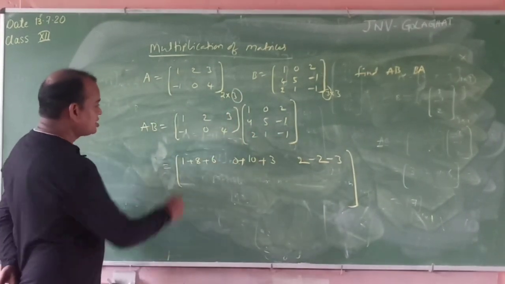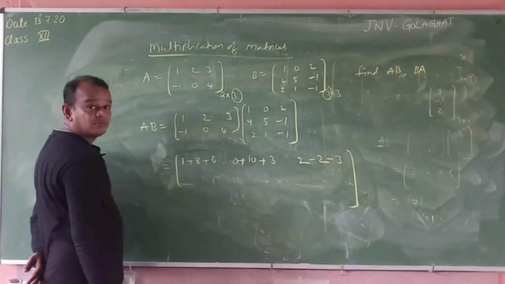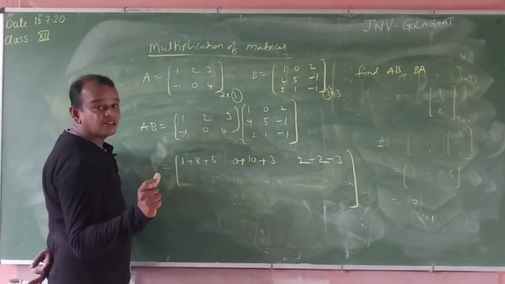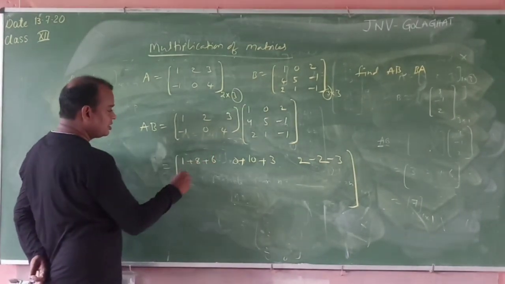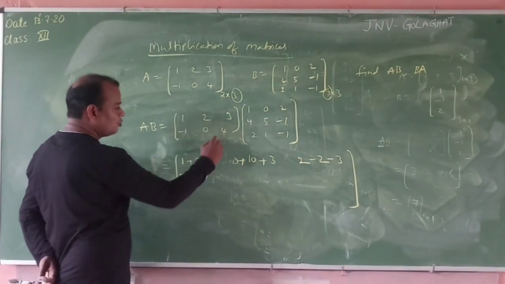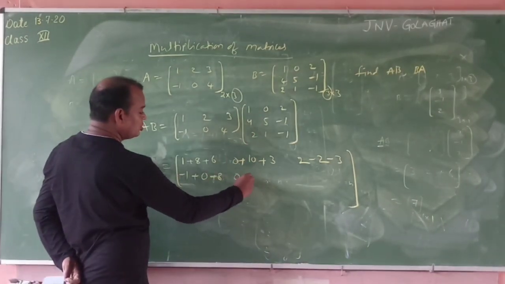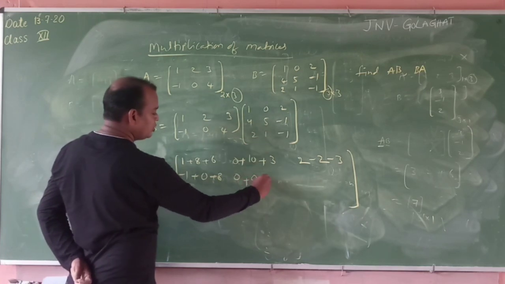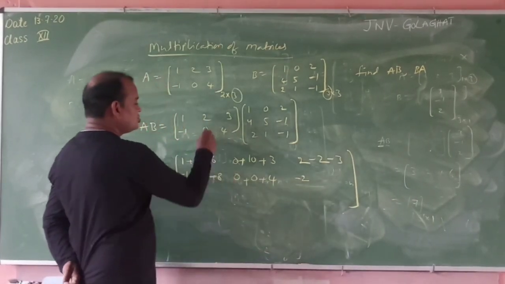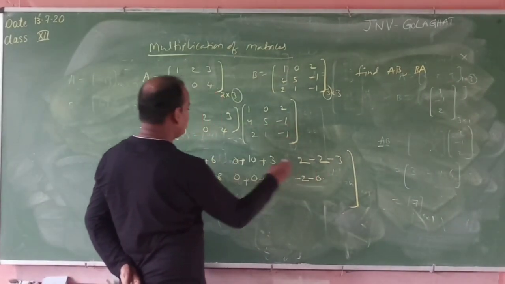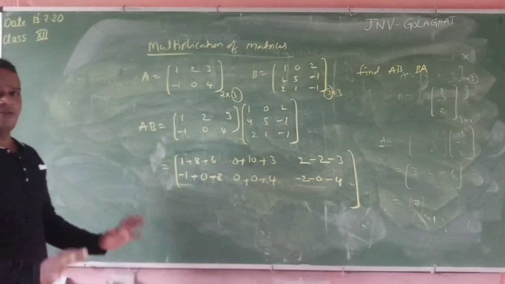Understand? Next, second row, first column. This is the position of the value in the matrix. This is second row, first column. Minus 1 into 1, minus 1. 0 into 4, 0. 4 into 2, 8. Next, minus 1 into 0, 0. 0 into 5, 0. 4 into 1, 4. Minus 1 into 2, minus 2. 0 into minus 1, minus 0, 4 into minus 1, minus 4. This is the process, very, very simple.